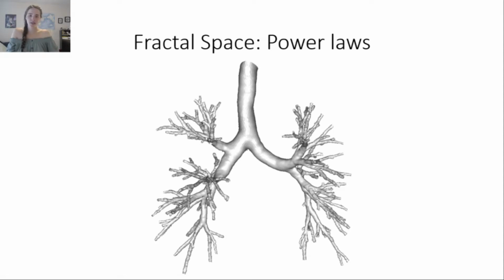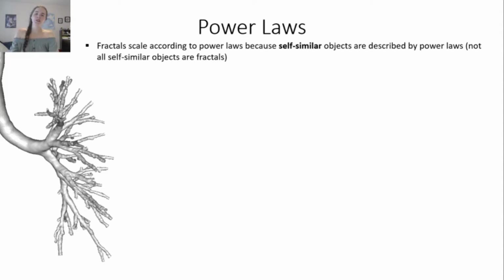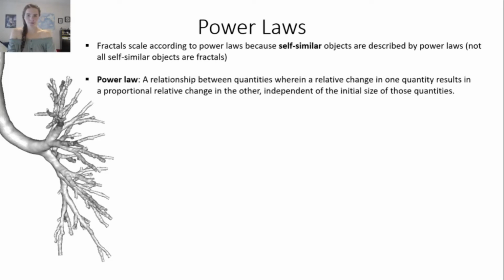So this is just saying, again, when you zoom in on a fractal, you see another copy of itself. It might not be an exact copy. It could be rotated in some way, but the proportions of it remain the same as you zoom in. So fractals scale according to power laws because self-similar objects are described by power laws. Not all self-similar objects are fractals, obviously.